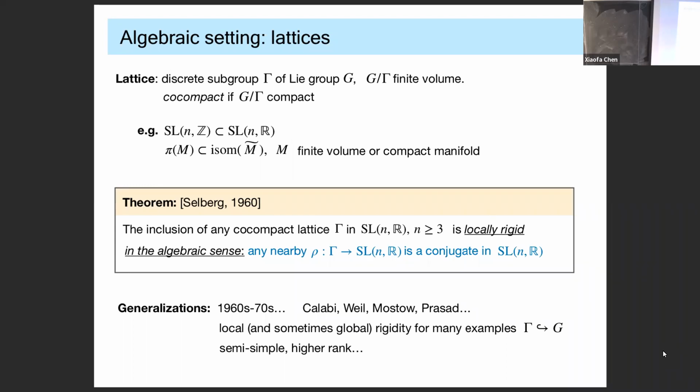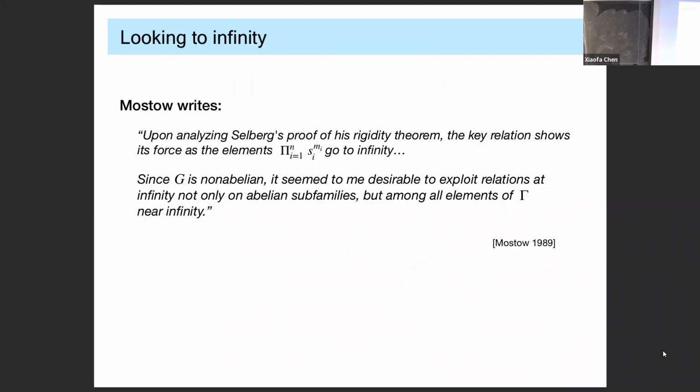Mostow was so inspired by this particular theorem that he wrote a whole survey paper talking about how much he loved it. And here's a quote on what he reads out of Selberg's proof. Mostow writes, upon analyzing Selberg's proof of his rigidity theorem, the one I just quoted, the key relation shows its force as certain sequences of elements go to infinity. Doesn't matter what this thing means. In Selberg's proof, these happen to lie in some abelian subgroup, which explains the next sentence of Mostow.